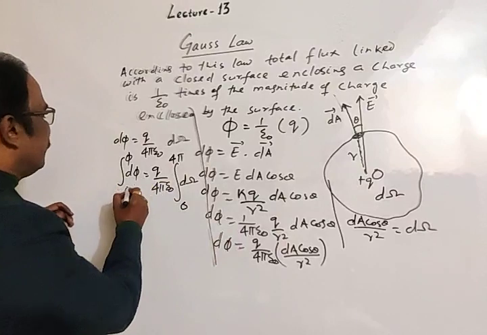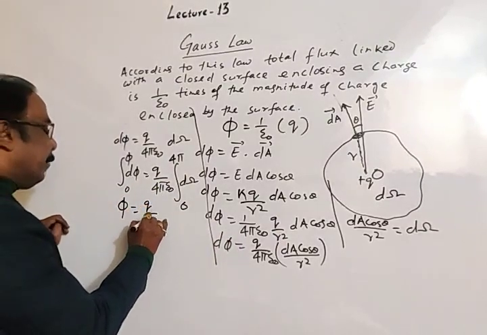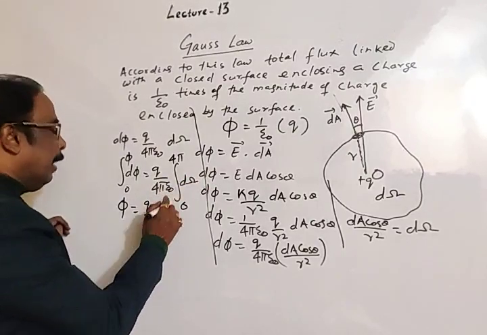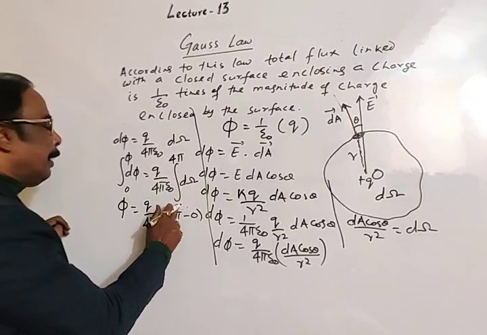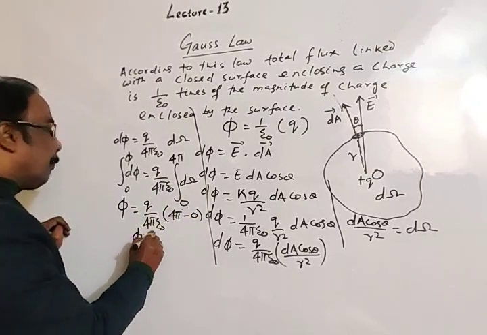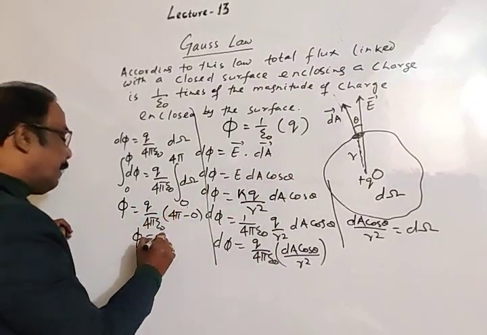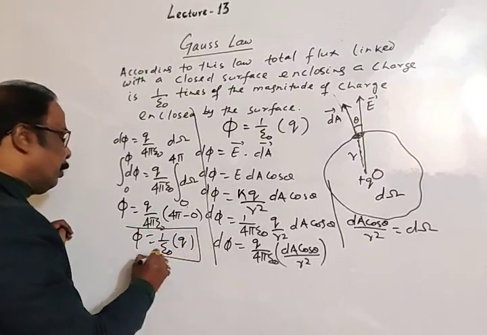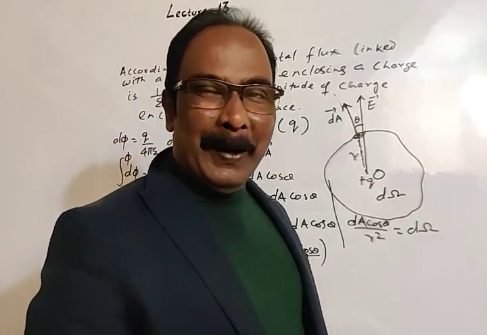A closed sphere subtends an angle 4 pi about the center, and any closed surface subtends an angle 4 pi. Then this will be phi equals q divided by 4 pi epsilon naught, and integration of d omega is omega. Putting the values, upper limit 4 pi, lower limit is 0, so 4 pi minus 0. Then the total flux associated with the whole surface: 4 pi gets cancelled, then 1 by epsilon naught times the charge enclosed. This is the proof of Gauss law.